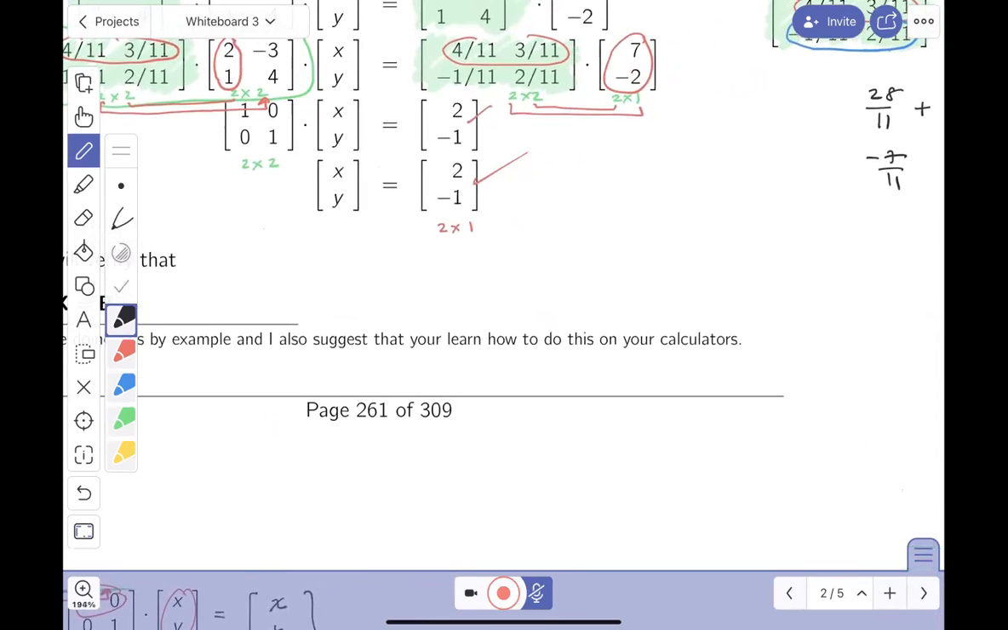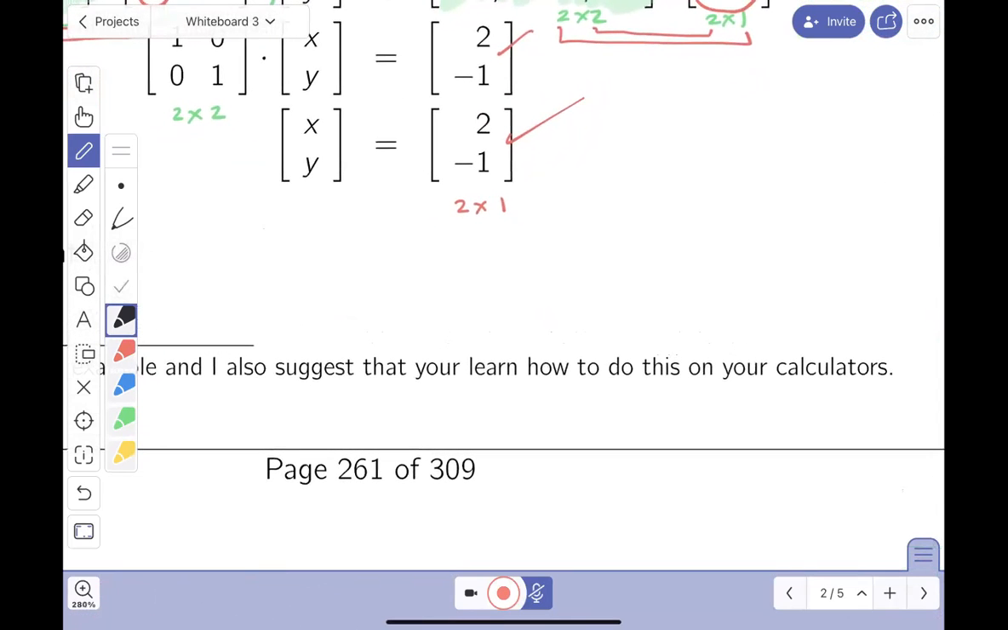And we got it. Exactly what they said it was. Now remember, we did this, and we did this one before. They're both 2 by 1. What does it say? Well, they're equal matrices. It says x is equal to 2, and y is equal to -1.